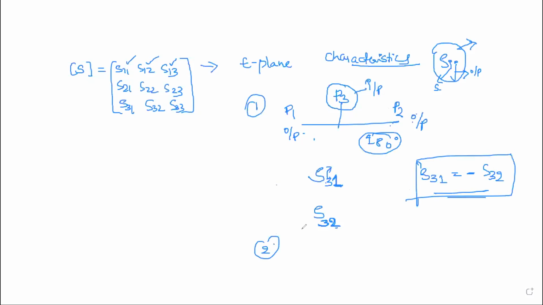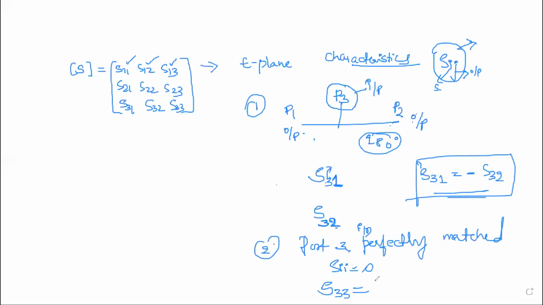Second is, if you take port 3 as perfectly matched, we know that perfectly matched is nothing but SII, which for an input will always be equal to 0. So in such a condition, the input is given here at port 3, so S33 is equal to 0. Whichever port is perfectly matched, that particular value will go to 0. So here, port 3 is perfectly matched, which means S33 will be equal to 0.